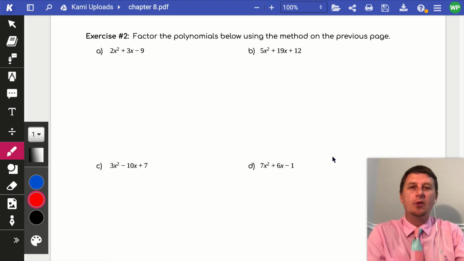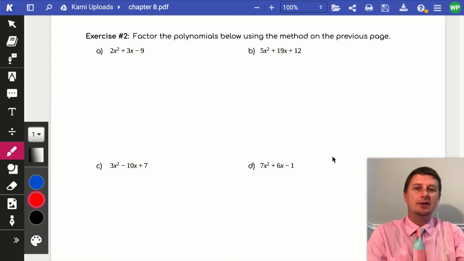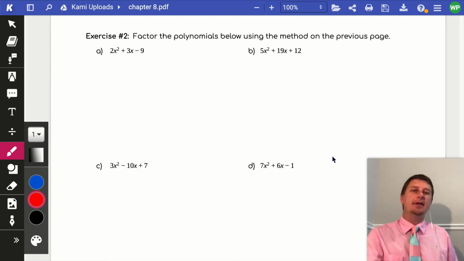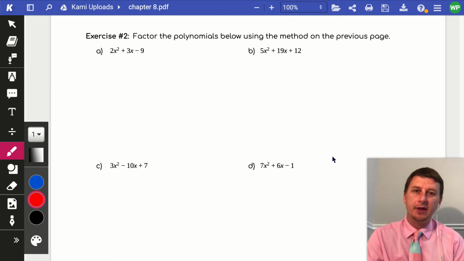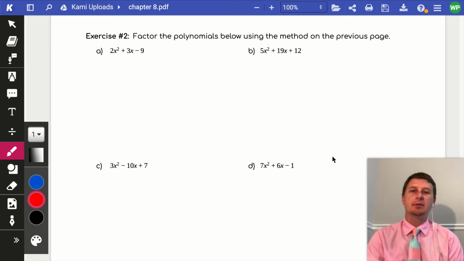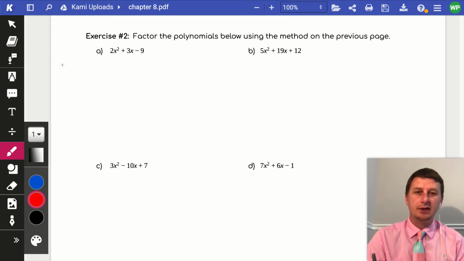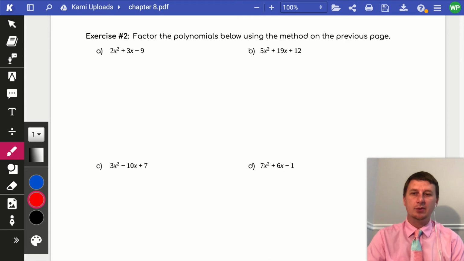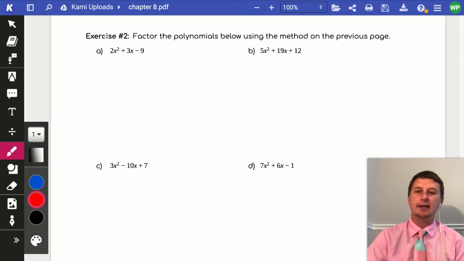And in this video, we're going to continue on factoring trinomials when a is greater than 1. So we're going to be using the AC method, which we learned in the previous video, and we're going to continue with exercise number 2, where it says to factor the polynomials below using the method on the previous page, the AC method. So again, first, we always want to double check if we have a GCF. Do we have a GCF? The answer is no. So now we're going to use our AC method.